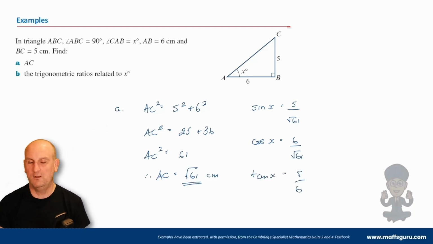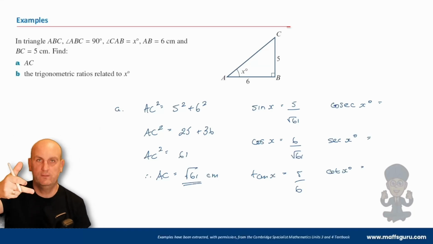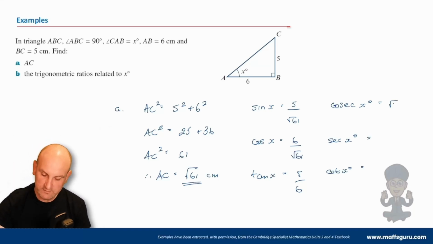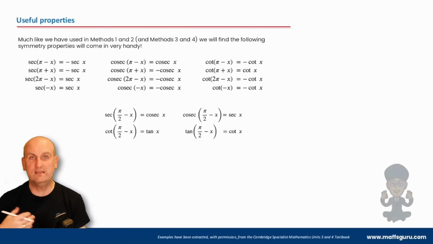Okay, I know. And now, if we're going to do sine, we've got to do cosec of x. And we got cos, which would be sec of x. And we would do cot of x as well. And in which case, bearing in mind they are nothing more than the reciprocal of each other, we'd have root 61 on 5. We'd have root 61 on 6. And we would have 6 on 5. Complicated? No, not really.